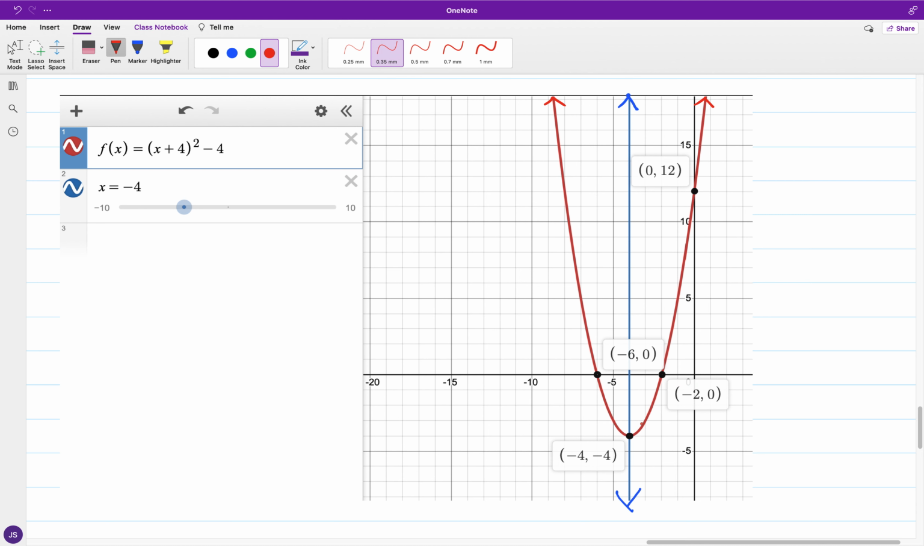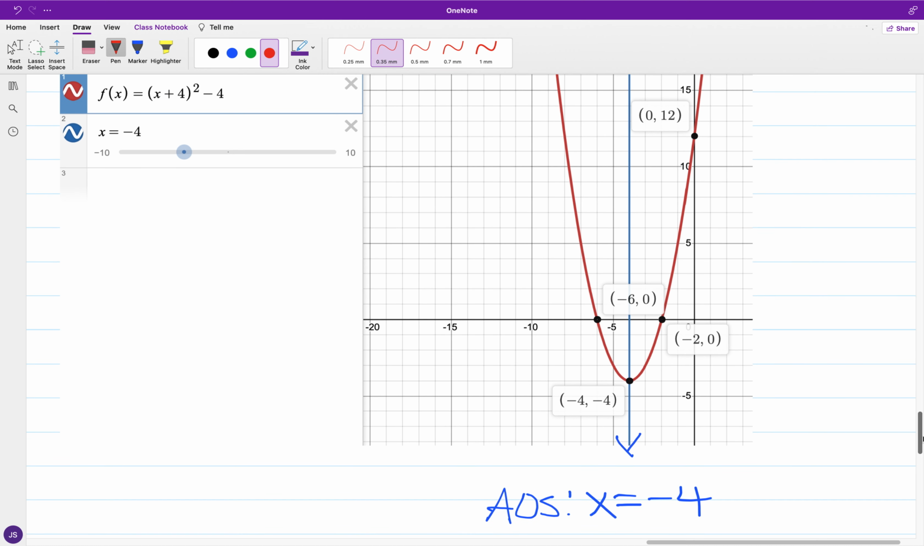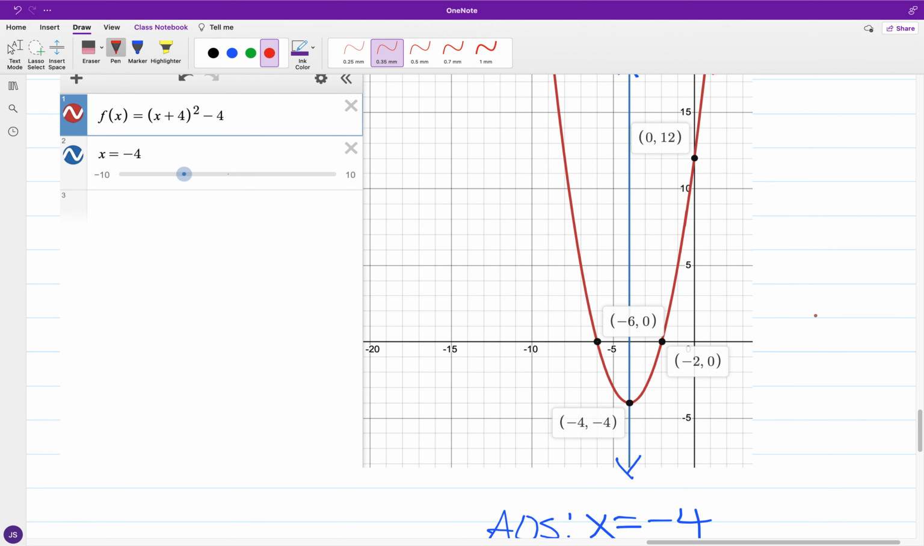And with our points, we've got the vertex, and we have the x-intercepts at (-2, 0) and (-6, 0). Again, the axis of symmetry: we have x equal to -4, and if you notice, we have the y-intercept at (0, 12).